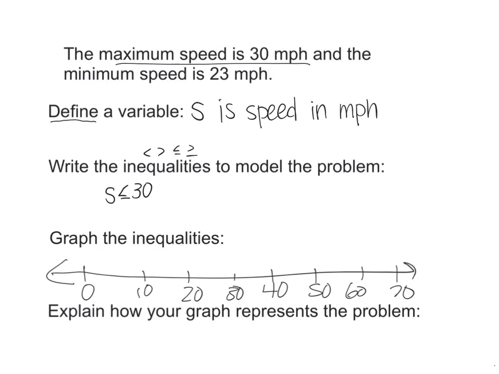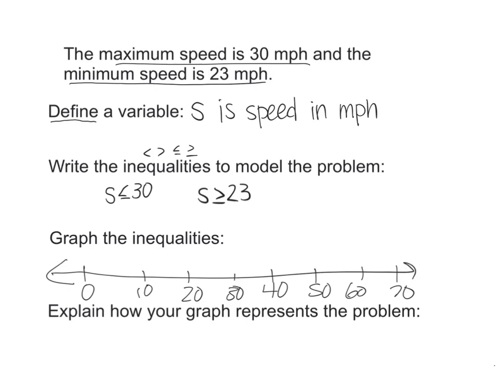Then it also says the minimum speed is 23. So could I go 10 miles per hour? No, because the minimum is 23. So S needs to be bigger than 23 too. But if it says the minimum is 23, it could be equal to 23 too. So these are the two inequalities you need to have.